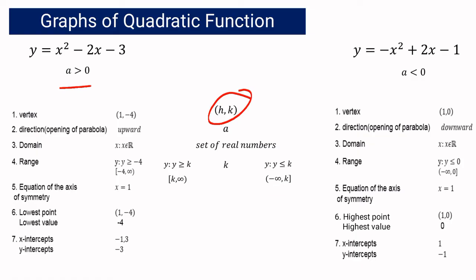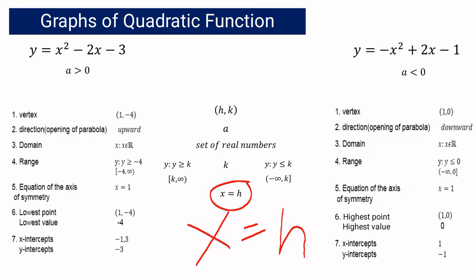Let us continue. We have here the equation of the axis of symmetry. Looking at the value of h and k, it has something to do with the value of h. The equation of the axis of symmetry is actually h, whatever the value of h. So x is equal to h.